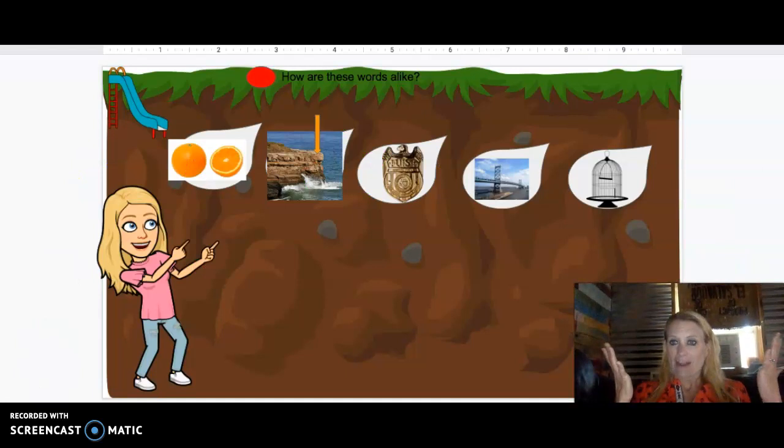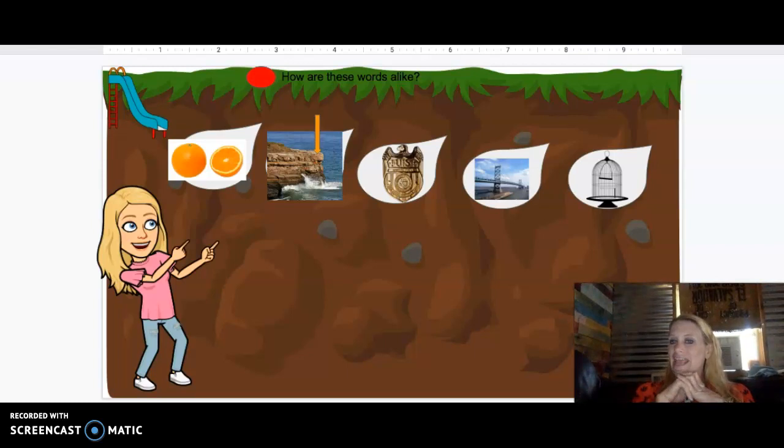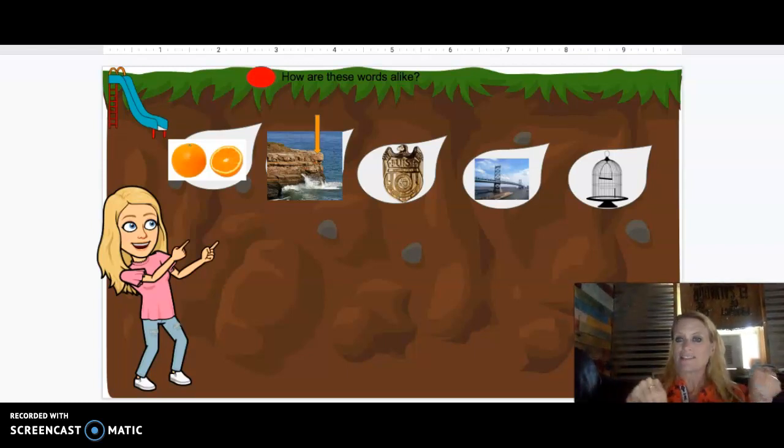Now for the last part, guys, I need your help. So I'm planting some seeds, and these are my seeds. How are these words alike? So we have to find out what sound is the same in all of the words, okay? So listen carefully. Orange, ledge, this is a ledge. Orange, ledge, badge, bridge, cage.